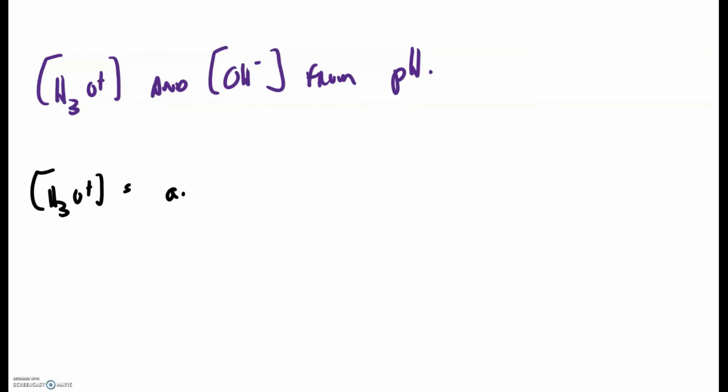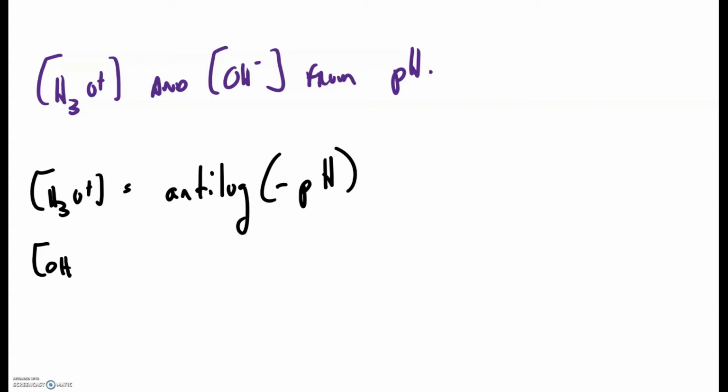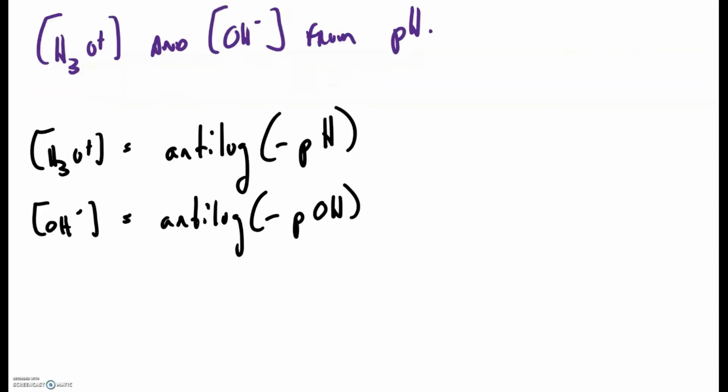H3O plus is equal to anti-log of the negative pH. And just like that, anti-log of the negative pOH would give you the concentration of OH minus. So let's try a real quick easy one, and then I'll show you how we're going to use this one.